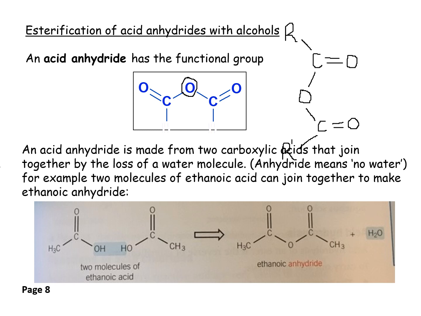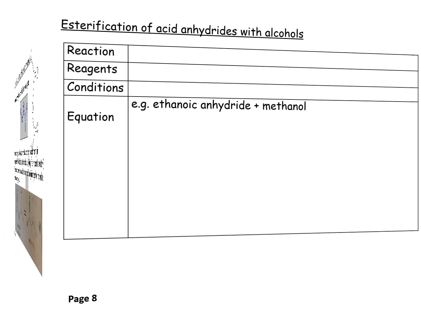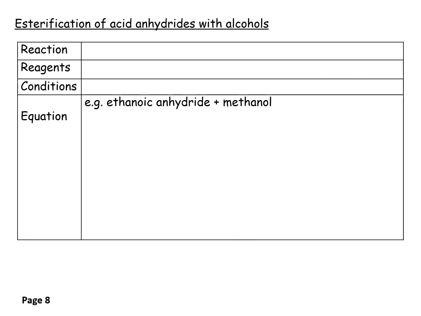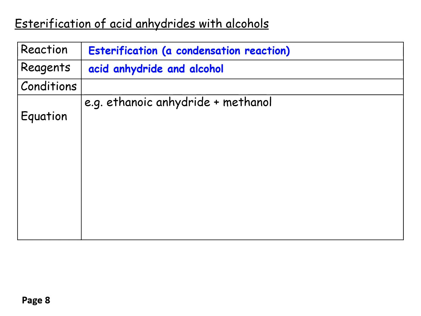And it's the second method to make the ester, and we'll have a look as to why it's an alternative method, what the advantages are. Let's describe then making an ester using an acid anhydride with an alcohol. So the reaction is still called an esterification reaction. It's a condensation reaction. The reagents then are the acid anhydride with the alcohol, and the conditions are dry. So think about that: anhydride is without water.